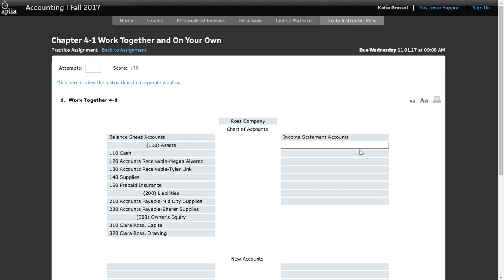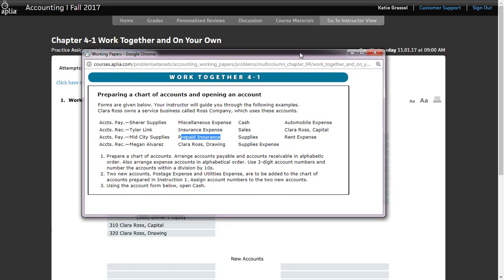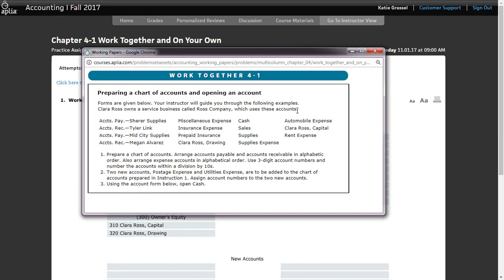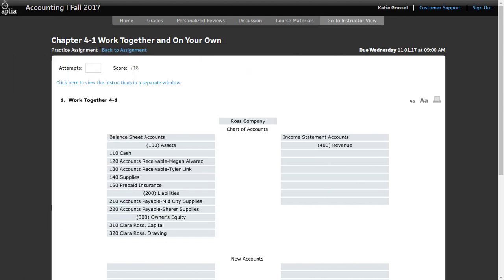There are two classifications that we put under our income statement accounts. One is going to be revenue, and what number is revenue going to start with? 400. How many revenue accounts do we have? If I look at all of my accounts, how many revenue accounts are there? One, and what is it? Sales, and that is it. So sales is going to be the account number of 410.